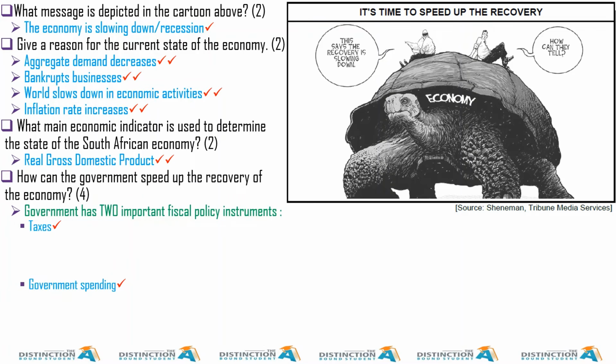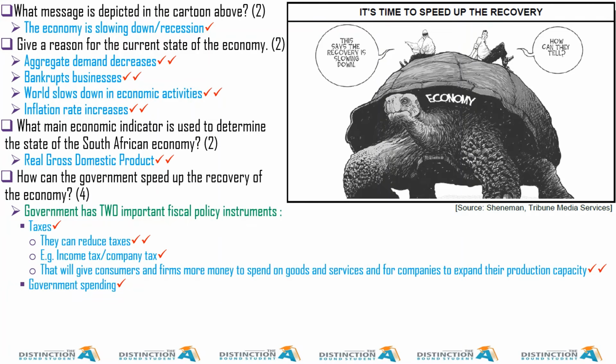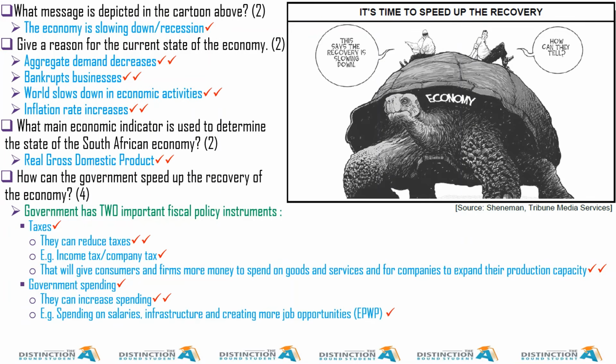Speed up the recovery. Does it say fiscal measures? I wonder why we don't have monetary measures here. They can reduce taxes, e.g. income tax or company tax. That will put more money, it will increase disposable income.